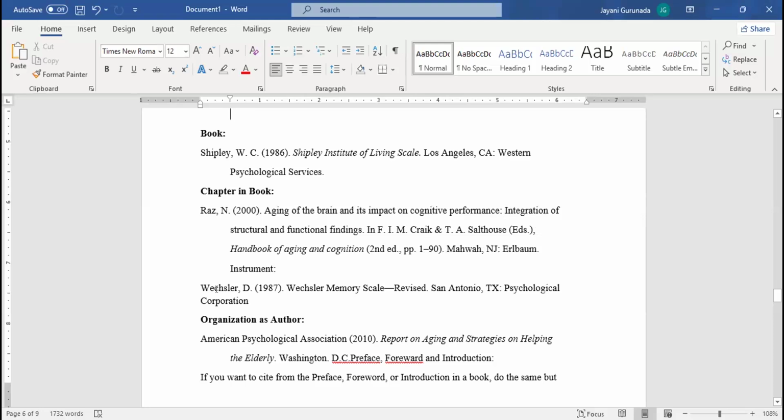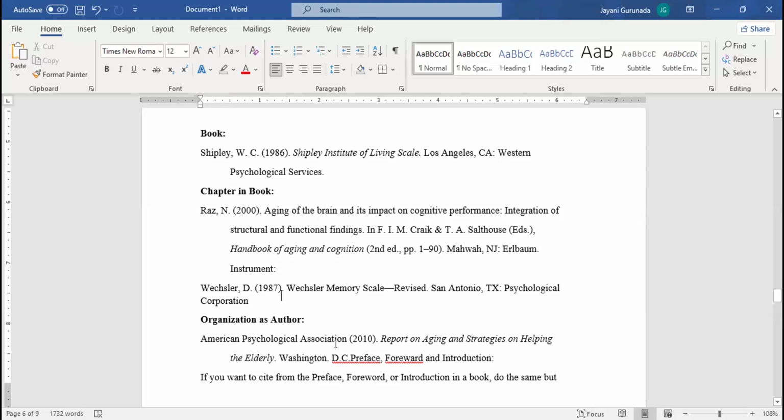Then the next one, Wechsler, D., year. So then this is the title, Wechsler Memory Scale Revised, San Antonio, Psychological Corporation. So this is something else, right? Then organization as author.